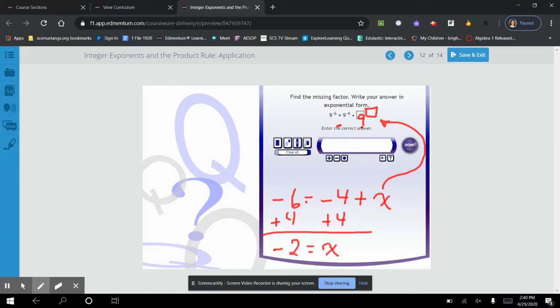So whenever I would put this into the answer box right there, I would do 9 to the negative 2. And remember, for this lesson, it's okay to leave things as negative exponents because Edmentum hasn't taught you that a negative exponent is not simplified, so it's okay to leave that as an answer. And actually, if you try and simplify it, it's going to tell you that you're wrong. So just go ahead and leave it unsimplified as 9 to the negative 2.